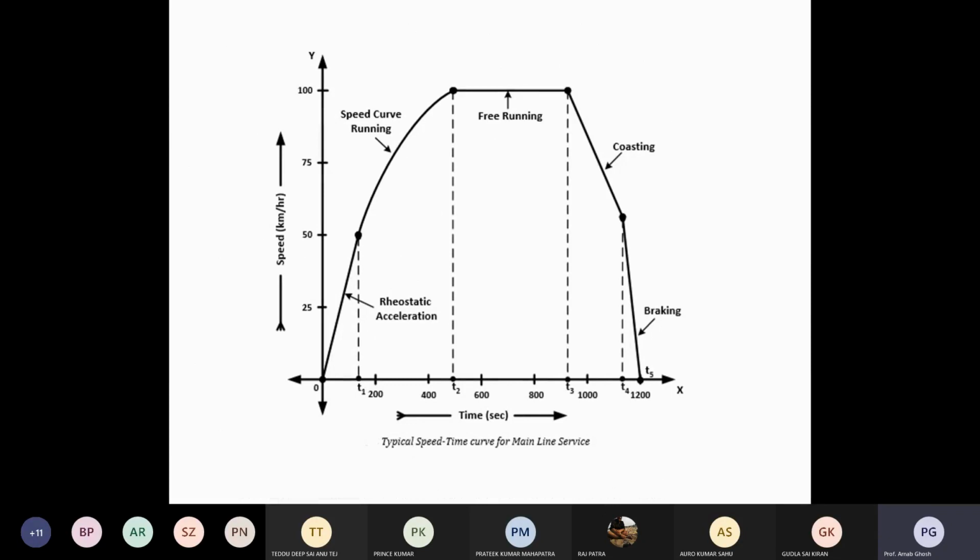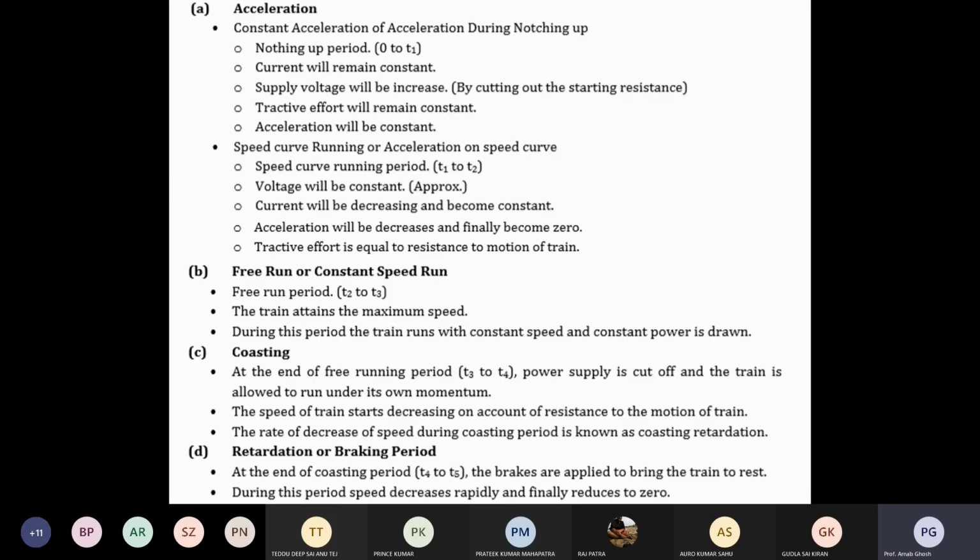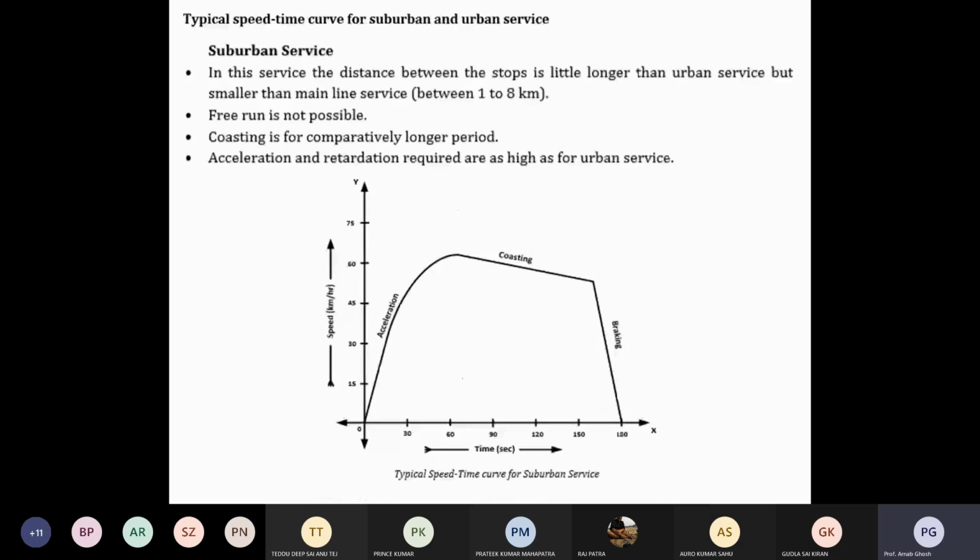Okay, so if I get some time, I will definitely discuss some solved numericals on it. Okay, so three types of curves were there, based on mainline transportation, then suburban transportation, and finally urban transportation.